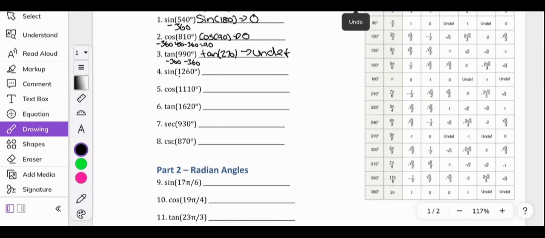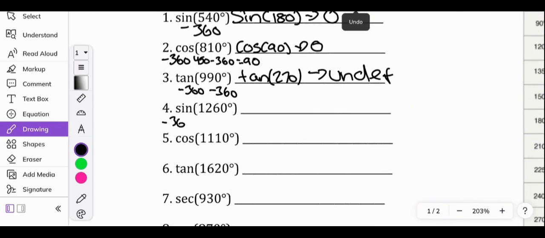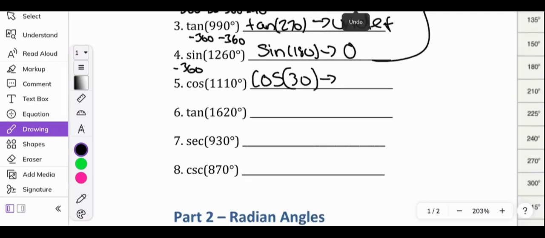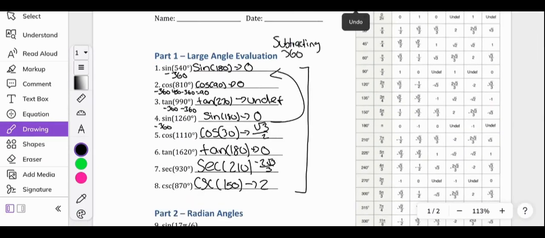You may be scared due to this larger number, but it's the same process. Keep subtracting 360. You should get sin 180, which on the table we can see is 0, or we can see in problem 1 that has sin 180 as well, and it's 0. Here, I'm going to speed run these 4 problems, because it's the same process being repeated.